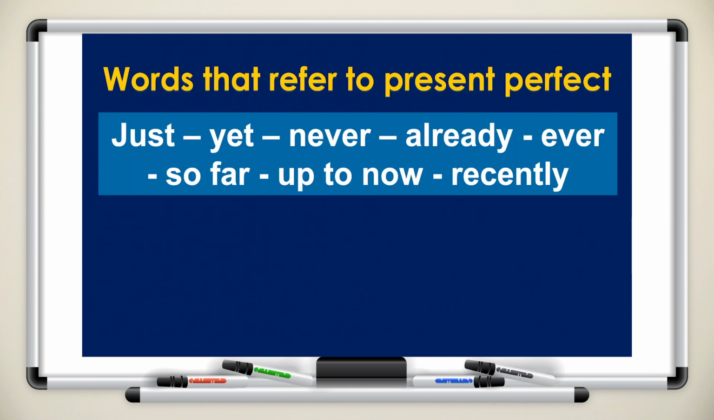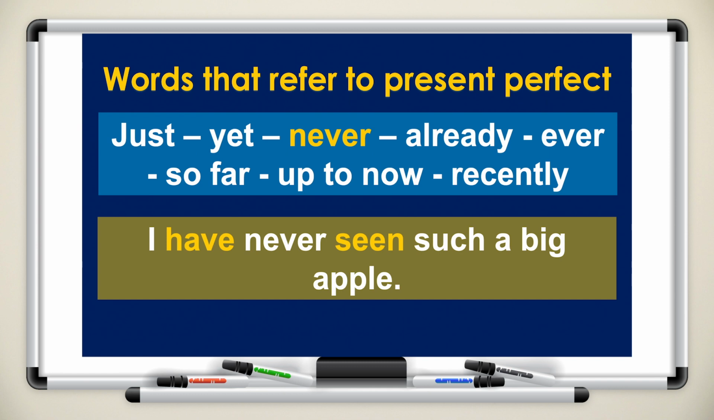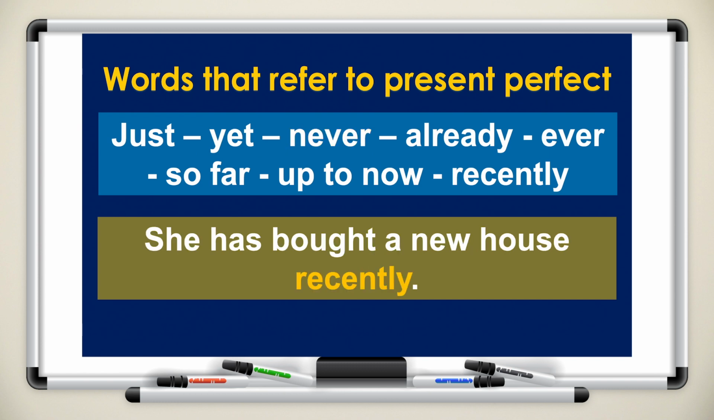Now, I mentioned before there are keywords for the present perfect that you should look for when the sentence is in the question. Words like just, yet, never, already, ever, so far, up to now, and recently are all words that indicate that this sentence is in the present perfect, so look for them. For example, when I use never in a sentence, I will use the present perfect with it. I have never seen such a big apple, for example. Or you can use the word recently. She has bought a new house recently.